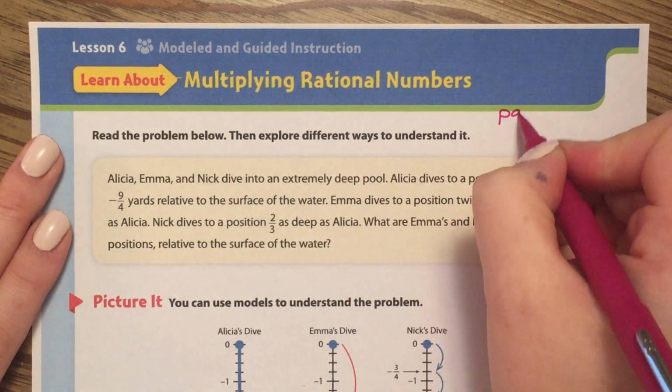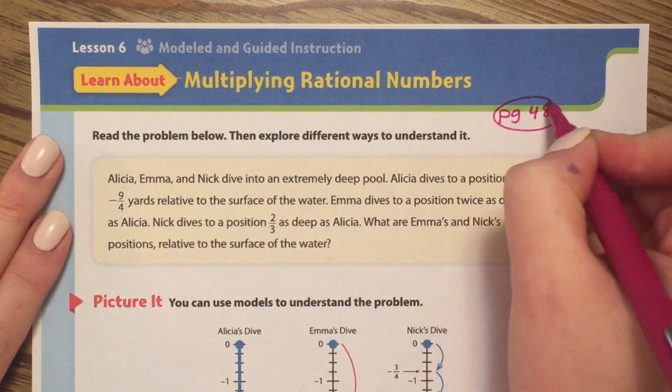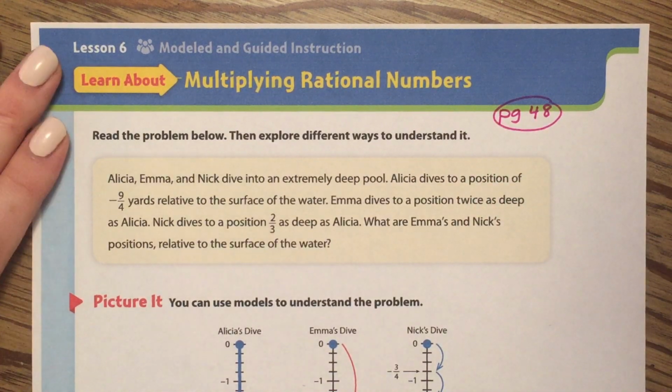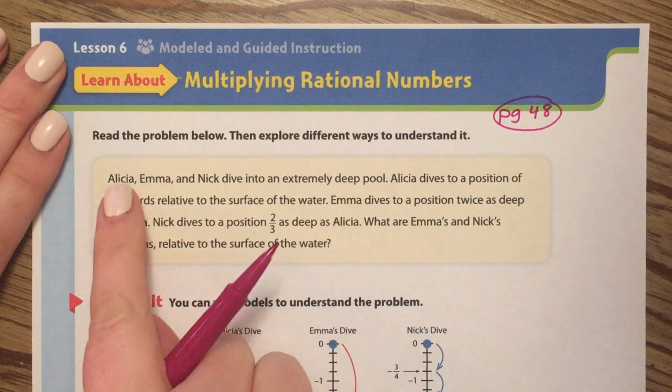We're on page 48 of your shiny math book. We're still talking about multiplying rational numbers. This time we have a word problem to consider, and here it is.